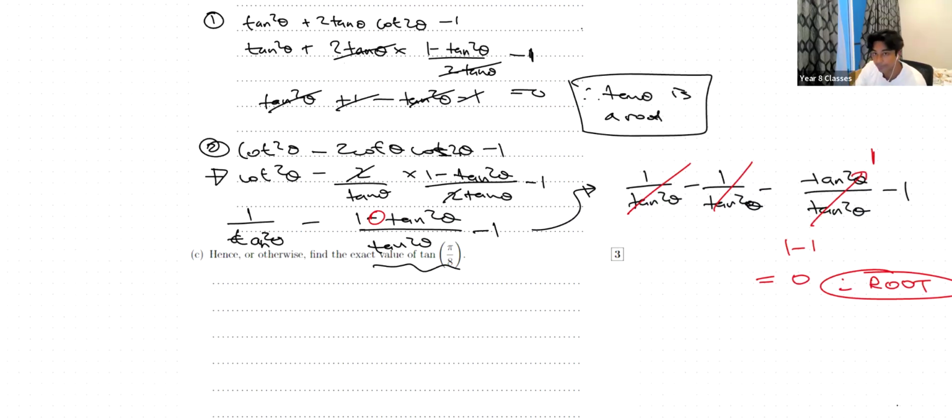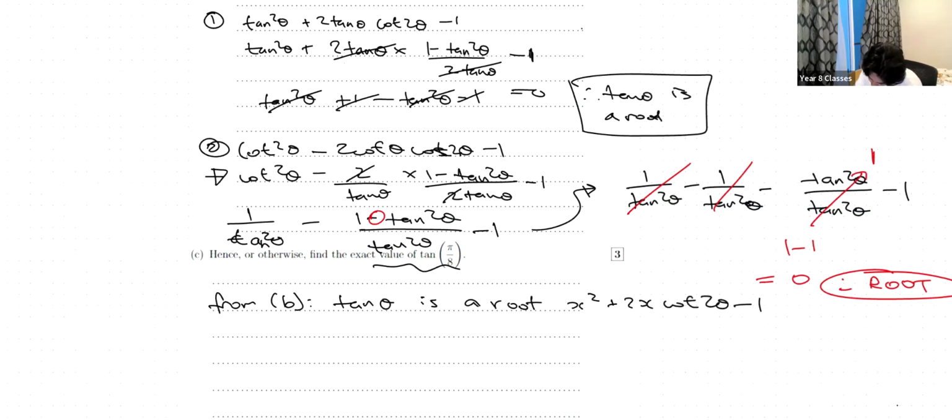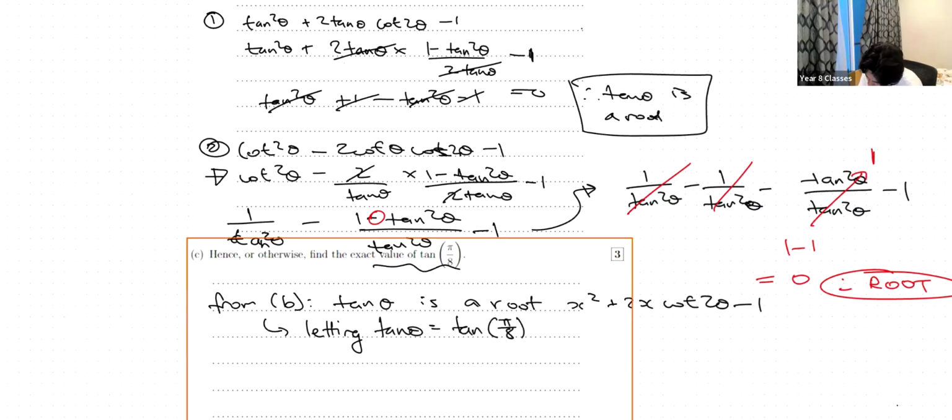basically from B, tan theta is a root, this is just word for word from the question, of x squared plus 2x cot 2 theta minus 1. So here we are letting tan theta be tan pi on 8, because that's what we're trying to find. So if you do that, you're going to get x squared plus 2x. What's my cot 2 theta going to be?